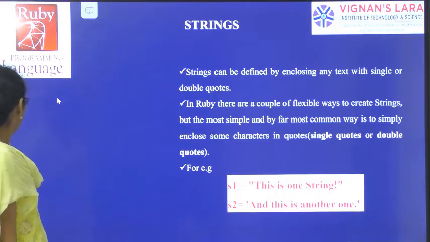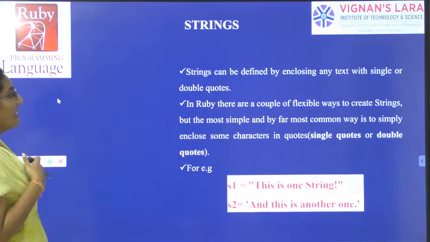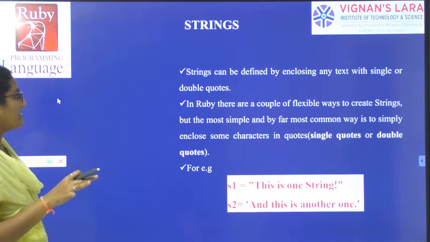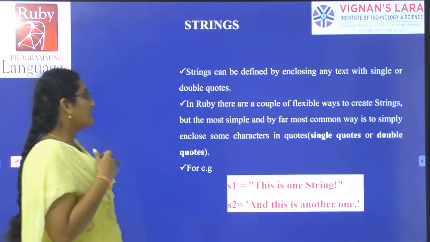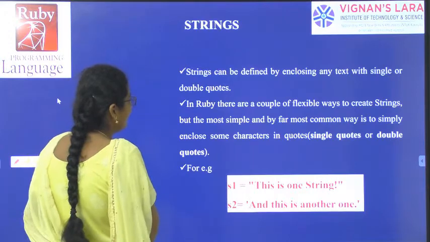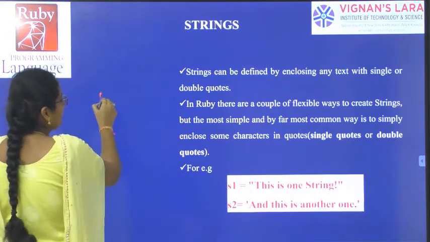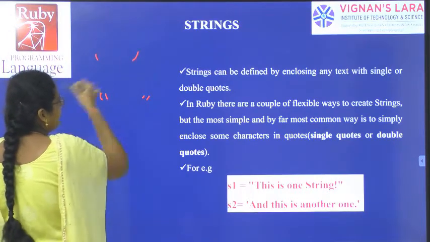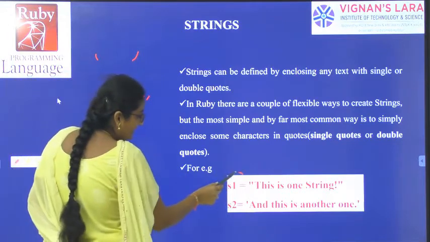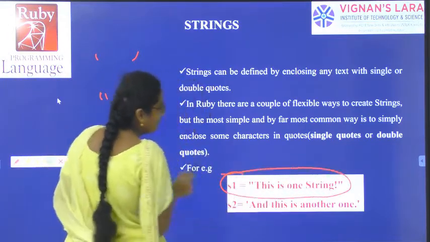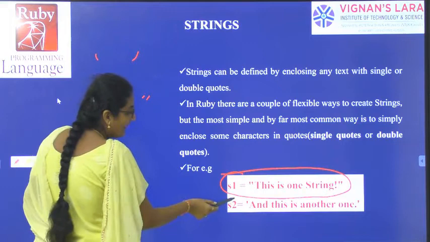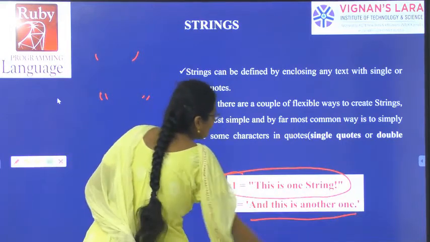So next one, strings. In any language, a string is a group of characters. So strings can be defined as text. We can enclose the strings in double quotations or we can enclose them in single quotations also. If you see here, S1 is a string which is enclosed in double quotation. S2 is a string which is enclosed in single quotation.